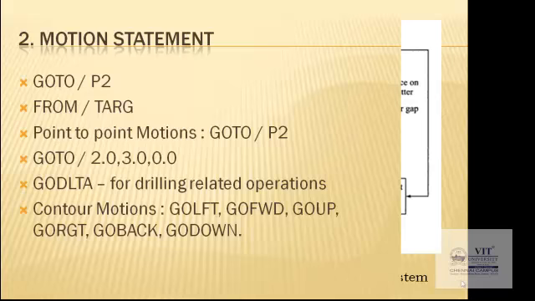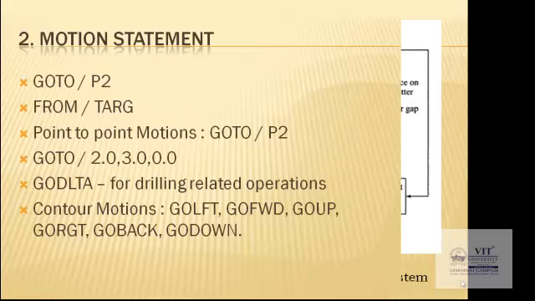Then this option, go delta, is for drilling related operations. Wherever you want to make drilling, you can use this code for drilling operations. Then contour motions, contour in the sense of pocketing cycle. If you want to move continuously, you can use this. This is go left, which means the left side movement. Go forward directions, go up or go down. So these are all the commands to move the tool.